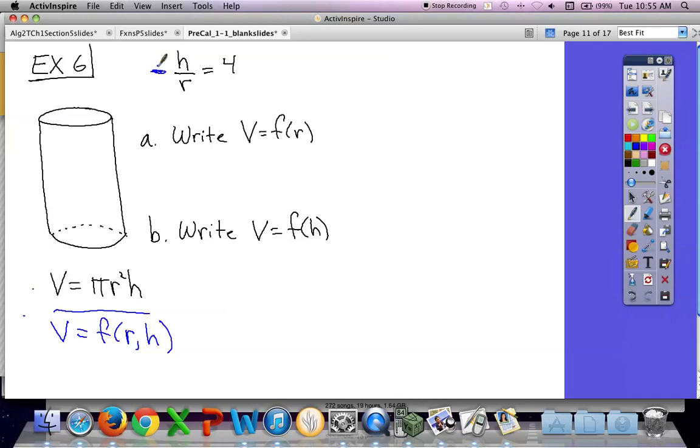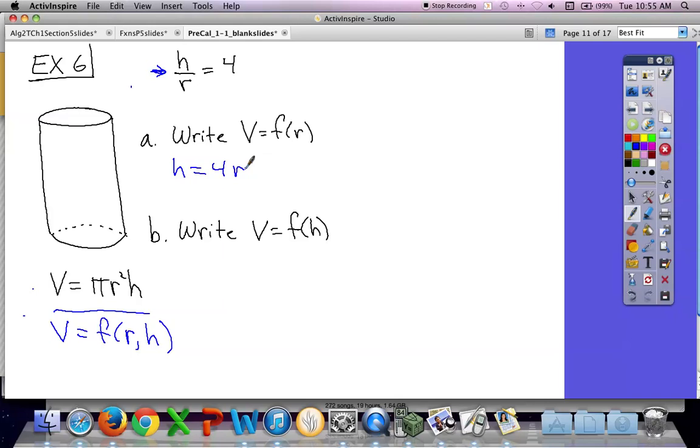That's why they gave you this up here. If you know a constant ratio of the height to the radius, if you can solve that for H, you can substitute into this for H, and then it would only be in terms of R. How do you solve this one for H? What do you get? H equals 4R. Right? That's just taking this and solving for H.